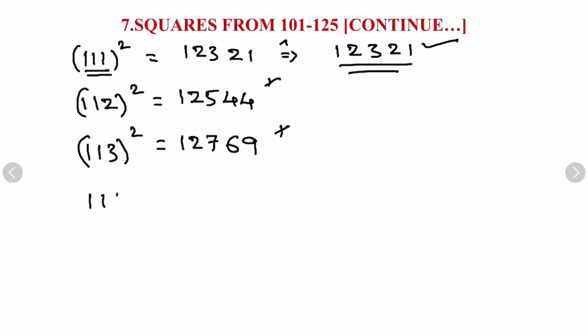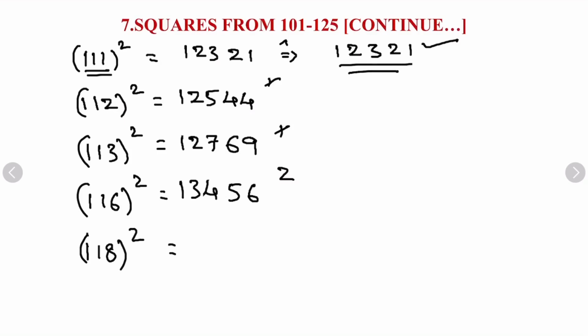If it is 116 square, how much more than 100? 16. 16 square, 256. Keep 56, 2 carry forward. 116 plus 16, 132, plus 2, 134. If it is 118 square, how much more than 100? 18. 18 square, 324. Keep 24, 3 carry forward. So 118 plus 18, 136, plus 3, 139.